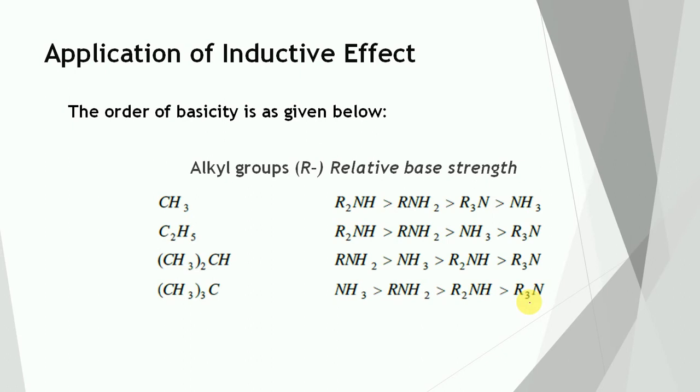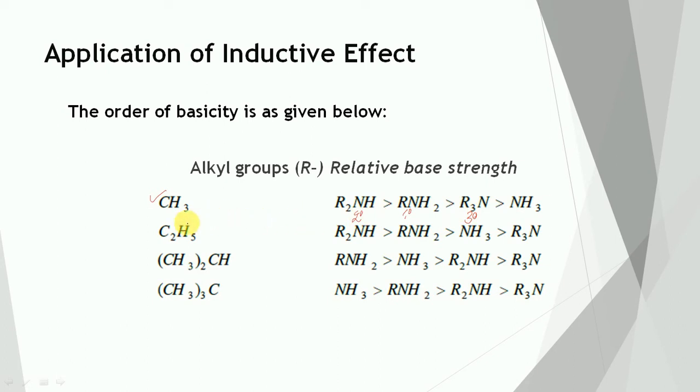So this is the order of basicity of different amines, and the basicity of amines basically depends upon the alkyl group that is attached to the nitrogen. If we compare the first series, in this case the secondary amine has the strongest basicity, then comes the primary, then comes the tertiary.